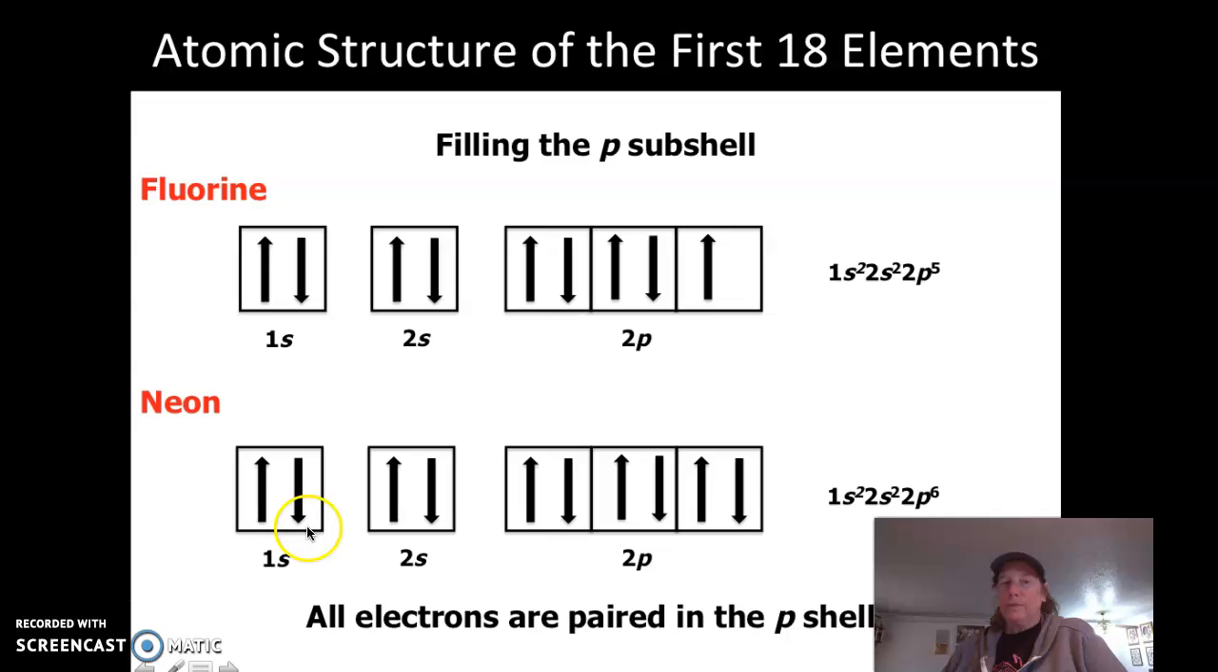And again, this is called the orbital notation. This is called the electron configuration. If you count these up, you have 10. That's the atomic number of neon. If you count these up, you have 10. That's the atomic number of neon. So you've got to say where all the electrons are.